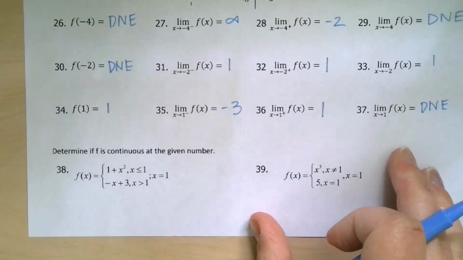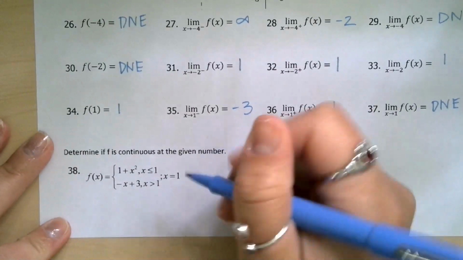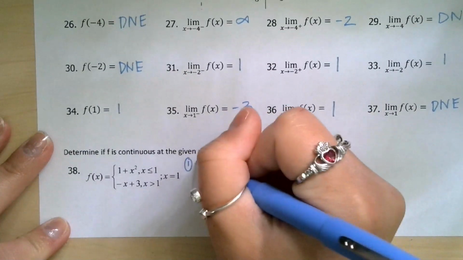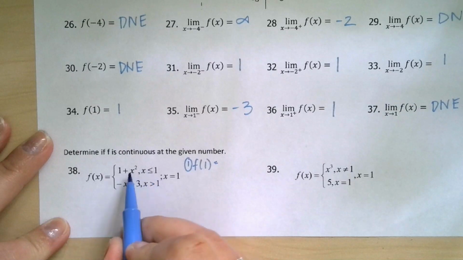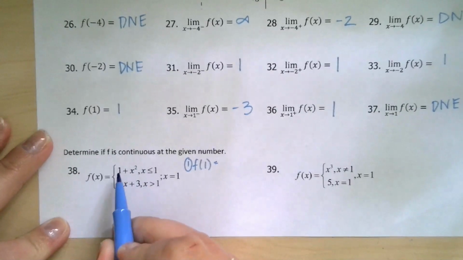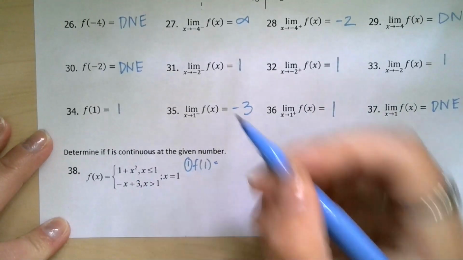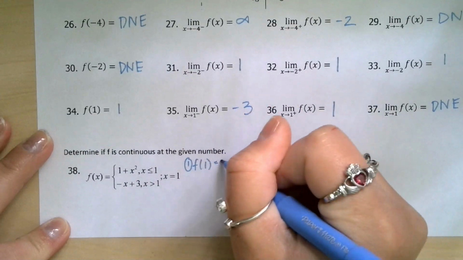Okay? So, last thing we're going to talk about is these 2 examples on continuity. Okay, so remember, we have our 3 steps. So, first step, we want to find f of 1. Okay, so again, that's going to use this function right here. When we plug in 1, we have 1 plus 1 squared. That's just going to equal 2.